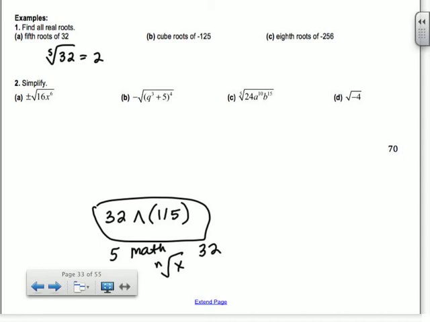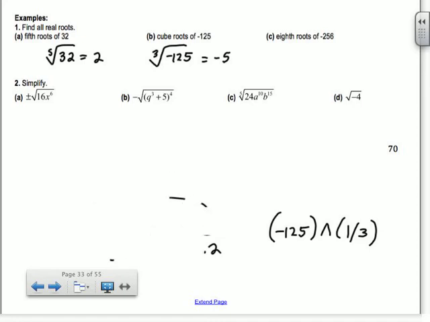Okay, so cube roots of negative 125. So this would be the cube root of negative 125. Can I take the cube root of a negative number? Yeah, because something multiplied by itself 3 times makes a negative, if it was negative to begin with. If you don't know, you can put negative 125 and raise it to the 1/3 power. That means cube root. You get negative 5.